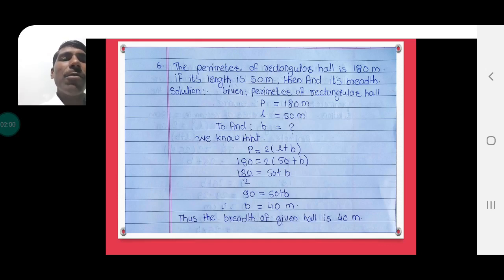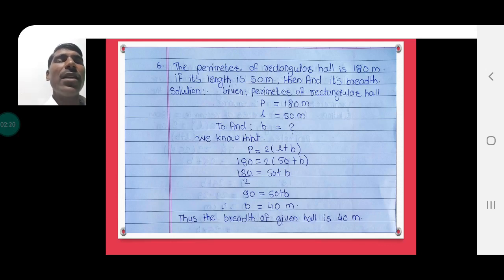50 plus B, which is equal to 180 is equal to part 90. Okay, so 90 is equal to 50 plus B. Therefore B is equal to 40 meter. Thus the breadth of the given hall is 40 meter.